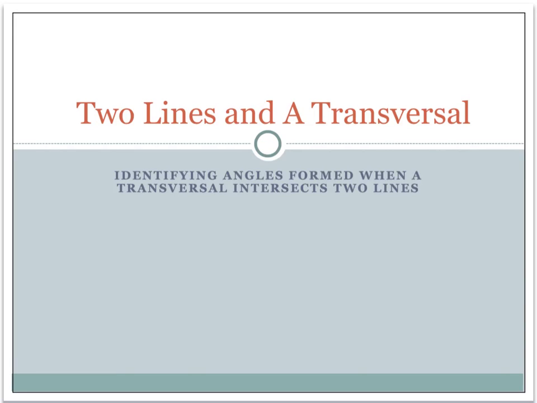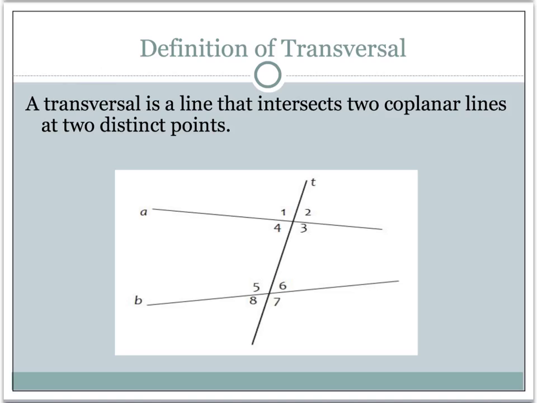This video is going to be about two lines and a transversal. We are going to identify what a transversal is, and then we're going to look at pairs of angles that are formed when a transversal intersects two lines. By definition, a transversal is a line that intersects two coplanar lines at two distinct points.